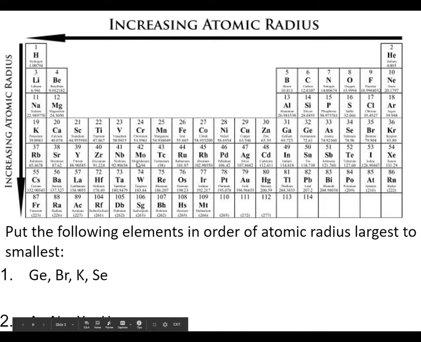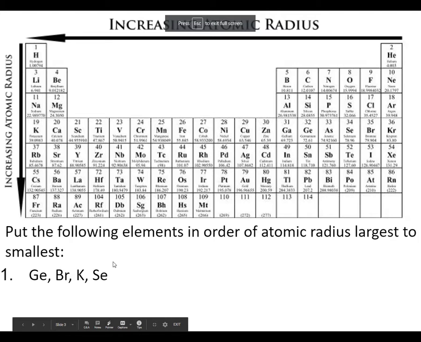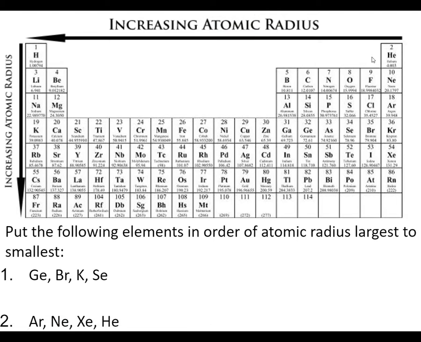Okay. Then for number 2, we're going to do the same thing, only we're going to do this for our noble gases. Okay, our noble gases right here: argon, neon, xenon, and helium. So again, using this trend, I want you guys to put them in order of increasing atomic radius. So pause the video now to practice these two problems.